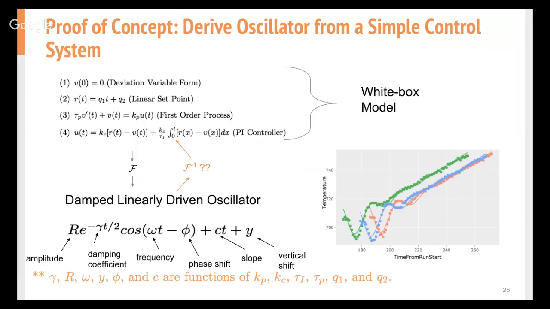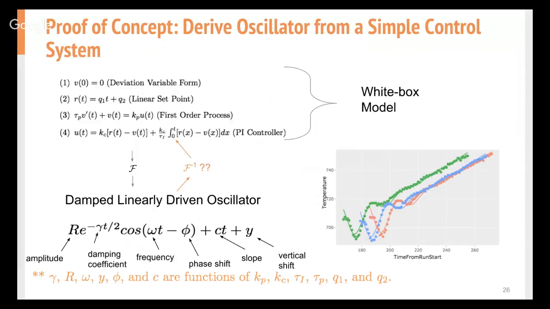So that essentially shows why we might believe that regardless of the order of this process, which is presumably very large because this is an actual industrial plant, this explains why we still see oscillators occurring so ubiquitously. So to prove the concept, we can start from a very simple control system. A PI controller is what I chose, and we assume a first order process.